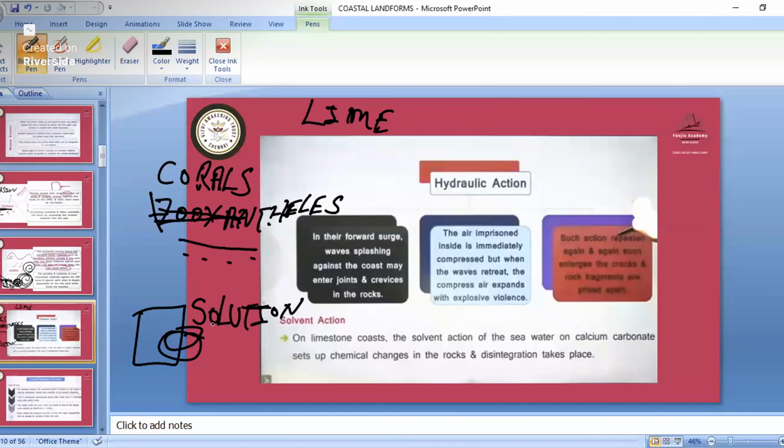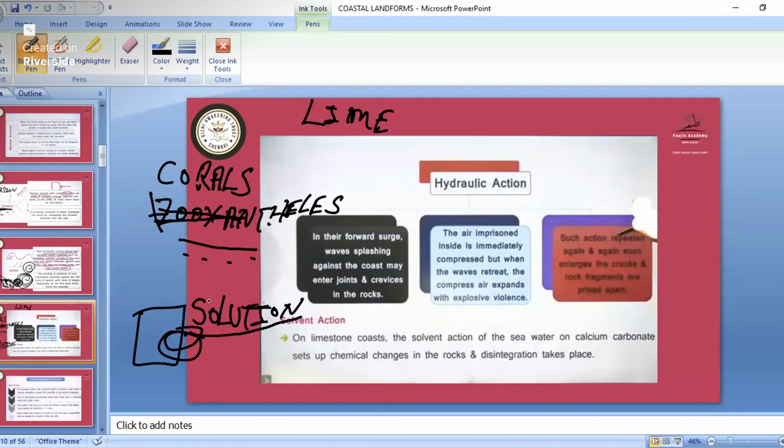So all those limestone landforms we studied, layer shapes will be happening. Due to that there will be erosion and also some deposition. So that is also the solution in the coastal landforms. Solution also helps in the formation of coastal landforms.